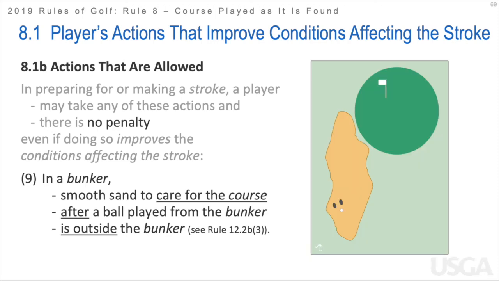And here's a little diagram description of that. We have a player who, for some reason, is going to play the ball backwards in the bunker. The white circle is his ball, and the gray ovals are his feet. So he will play the ball backwards, and then walk out of the bunker. Even though that is all on his new line of play, this rule tells us, look, we've extricated the ball from the bunker, therefore we're allowed to smooth sand to care for the course, even if that results in improvement on our condition affecting the stroke, which in this case was our line of play. So that's going to be okay.